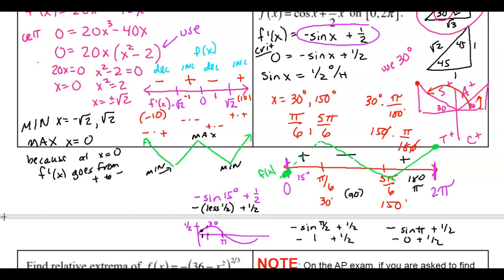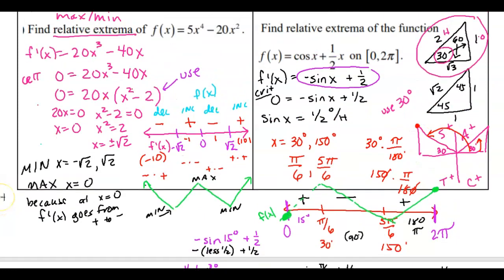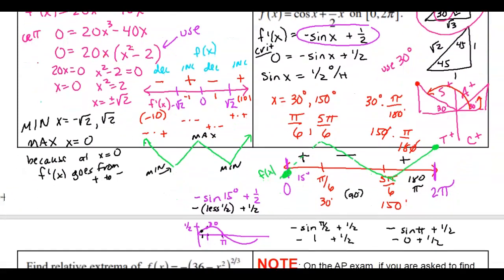Now, this one also has endpoints. Okay. So this one's to find all local extrema. What you notice is right here on the endpoint at 0, that is a minimum. It's a low point. So I'm going to say minimum at x equals 0.